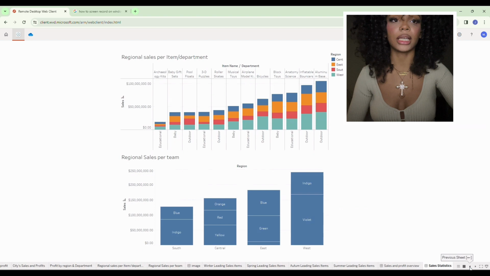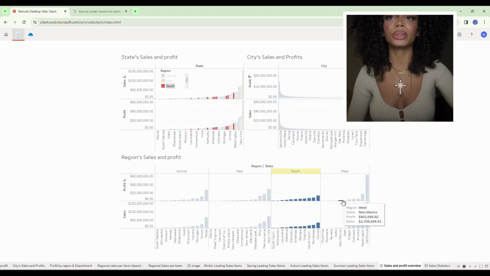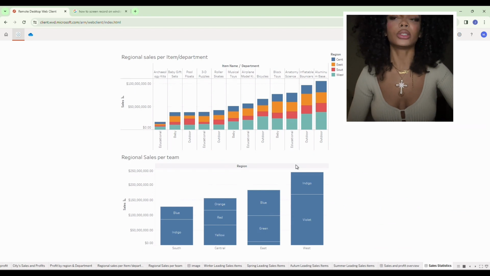That's something that we can take note of. The next dashboard is sales statistics. With this, I just put together the regional sales per item department and the regional sales per team.